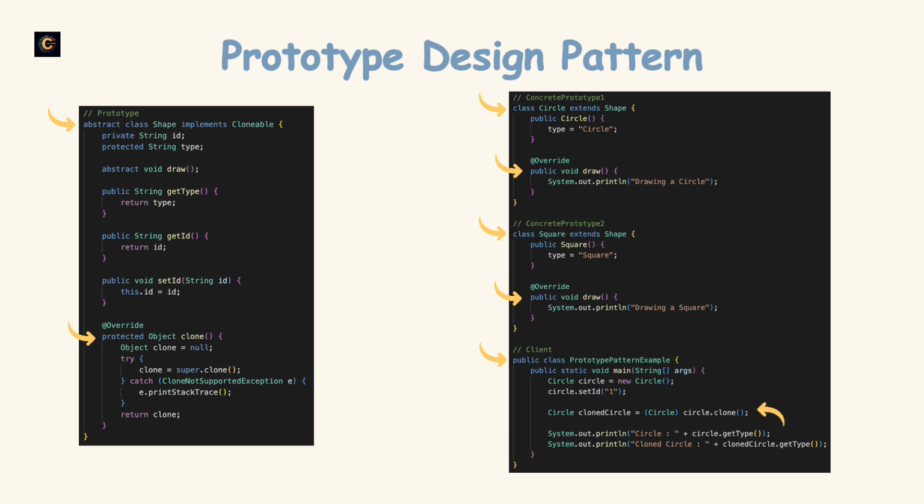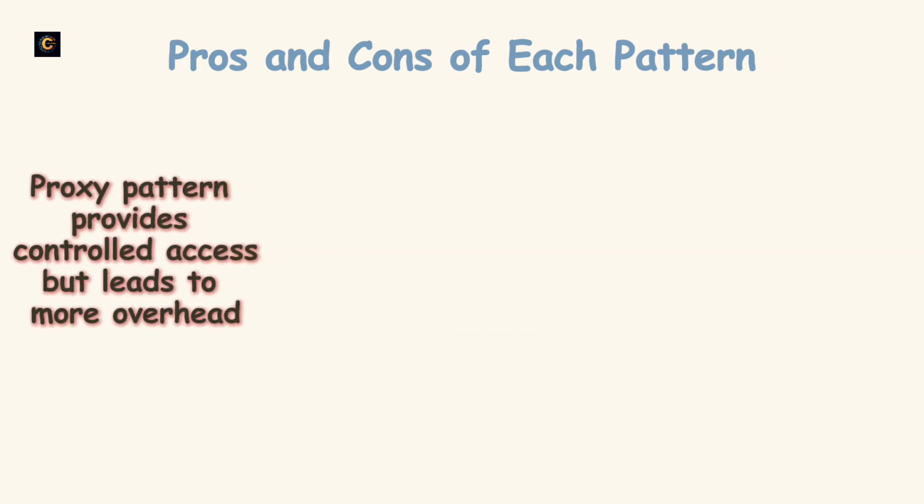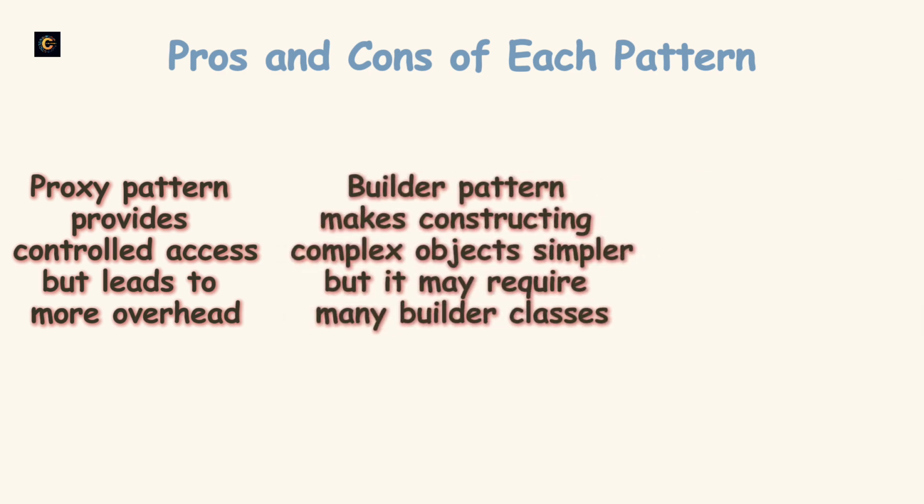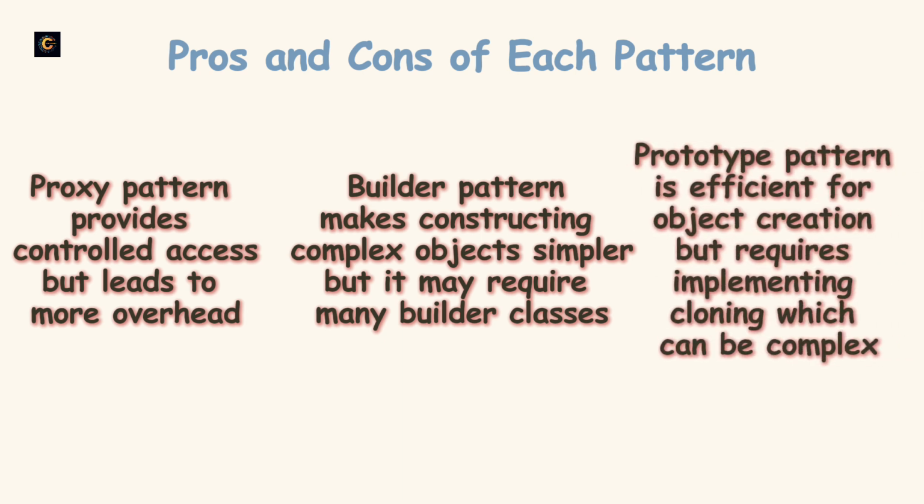Now let's talk about the pros and the cons of each pattern. The proxy pattern provides controlled access, but it can add more overhead. The builder pattern makes constructing complex objects simpler, but can require many builder classes. The prototype pattern is efficient for object creation, but requires implementing cloning, which can be a little complex.